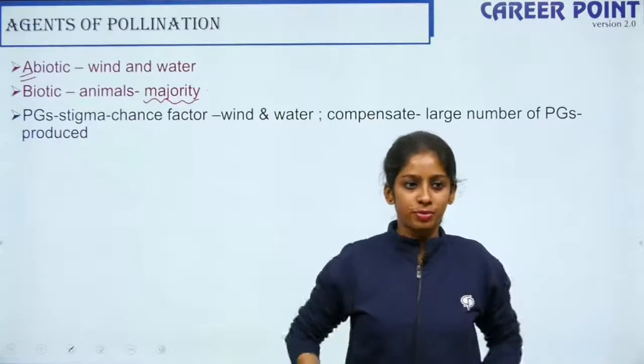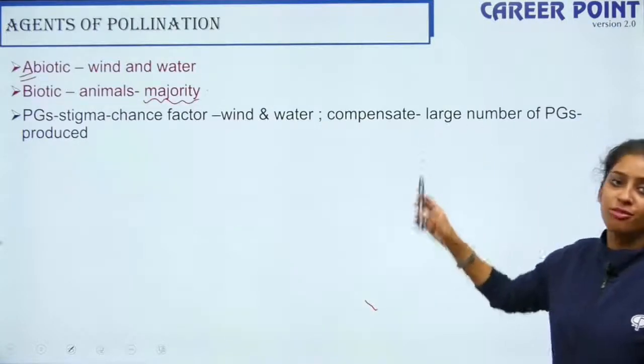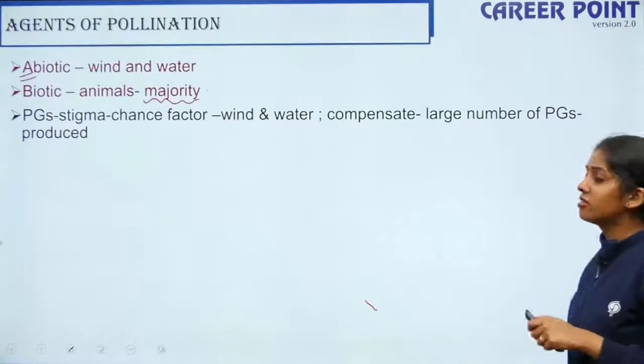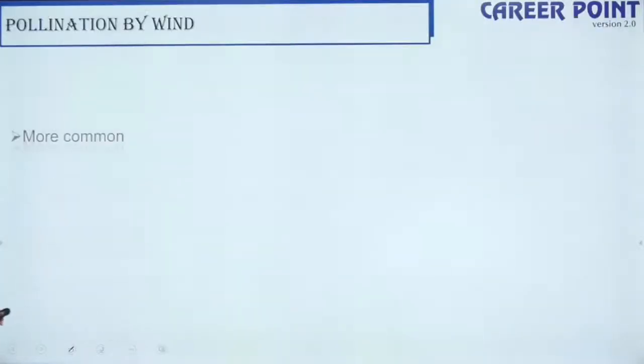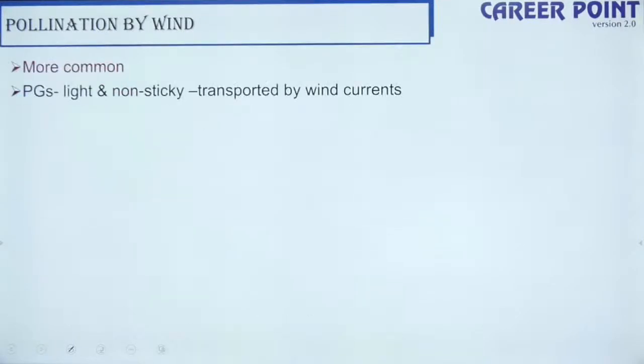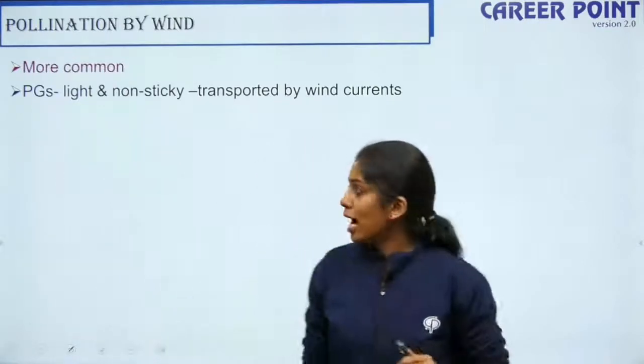Alright, fine. So to avoid this chance factor or probability, you have a large number of pollen grains being produced. Now pollination by wind, the first one, is the most common type. This is known as anemophily. That is pollination by wind.